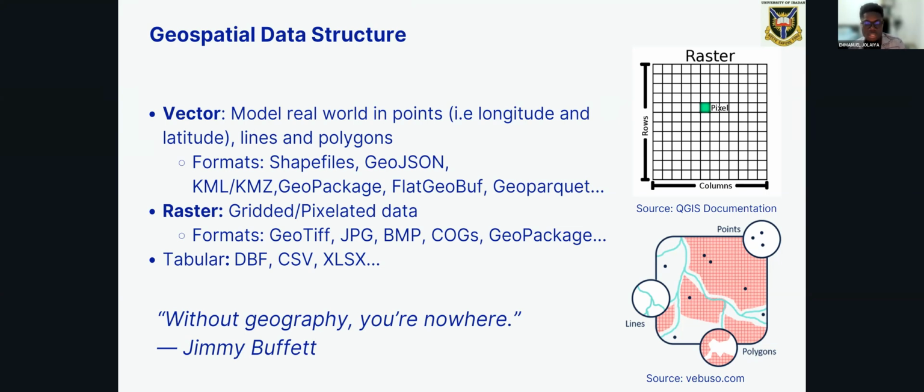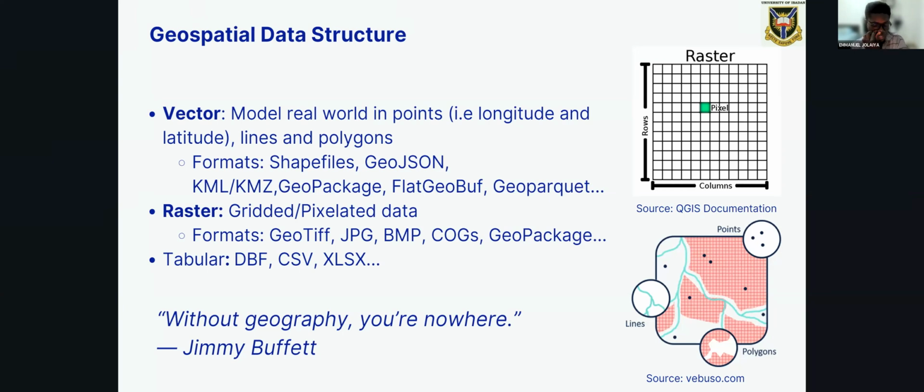You have the GeoJSON. If you're into web development, you might already know what JSON is. JSON is JavaScript Object Notation. But we have the geospatial flavor of that, and that's the GeoJSON. Then we have KML and KMZ. KML is Keyhole Markup Language, which was developed by Google, and KMZ is the zipped version of KML. We have GeoPackage, we have FlatGeobuf and GeoPackage.